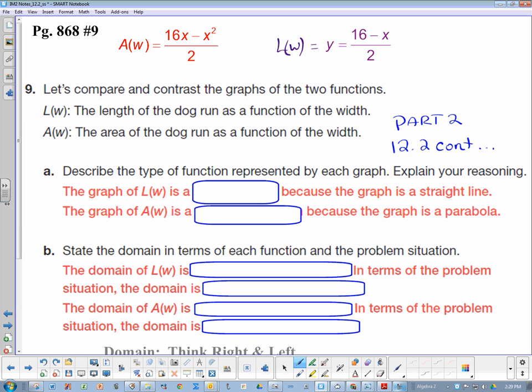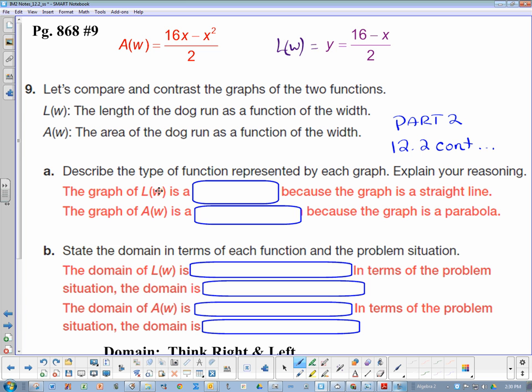All right. It says let's compare and contrast the graphs of these 2 functions. All right, L and A. L of W is the length of the dog run as a function of the width. A of W is the area of the dog run as a function of W. So both of them you put in the width, and for the first you get the length, and the second you get the area. Well, let's describe the type of function represented by each one.